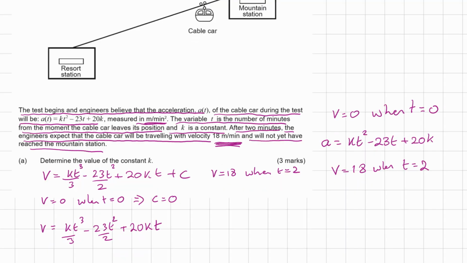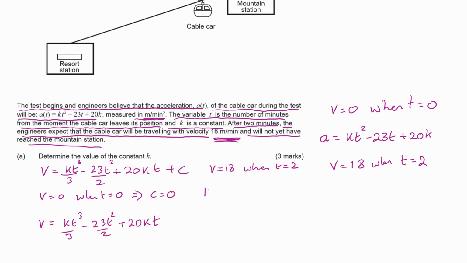So, v is 18, t is 2. So that's going to give me 8k divided by 3. Take away, now t is 2, t squared is 4, so that's going to be 46. And if t is 2, that's going to be 40k.